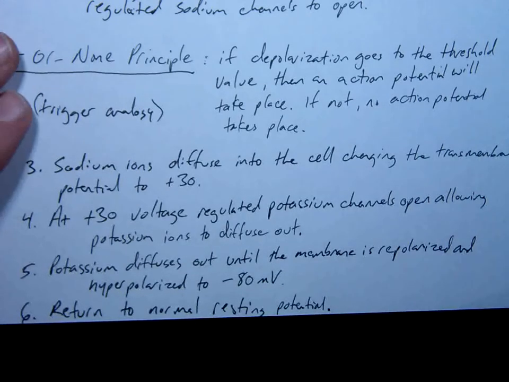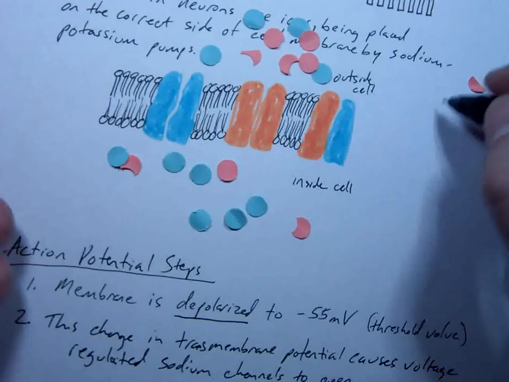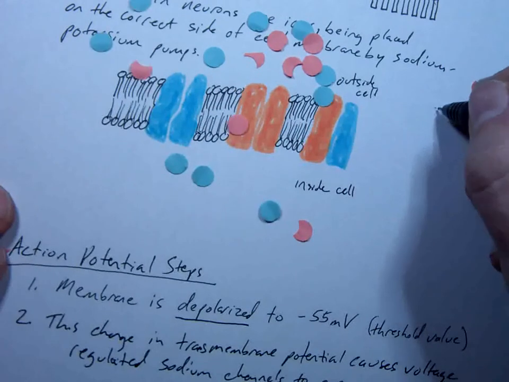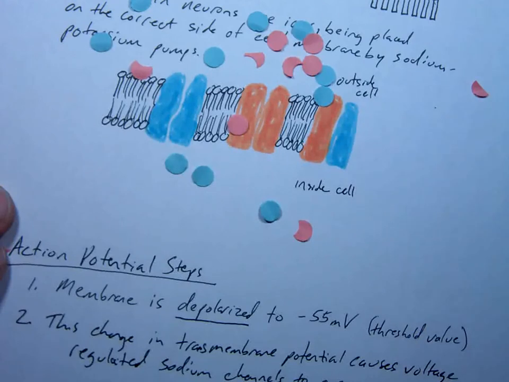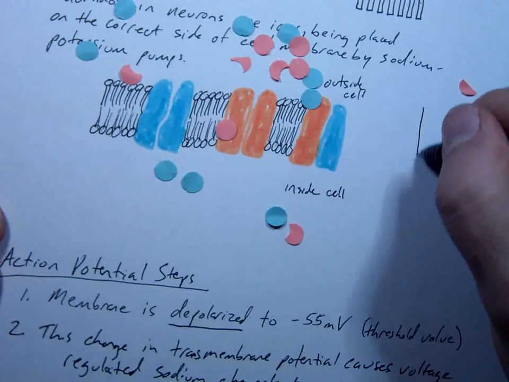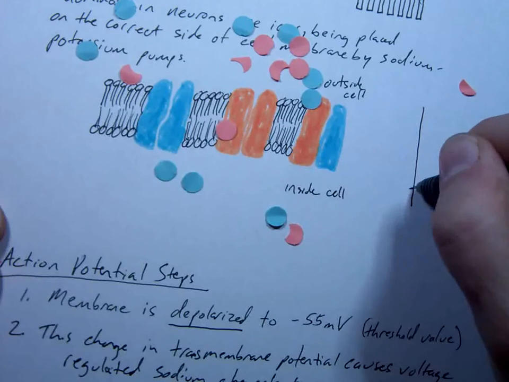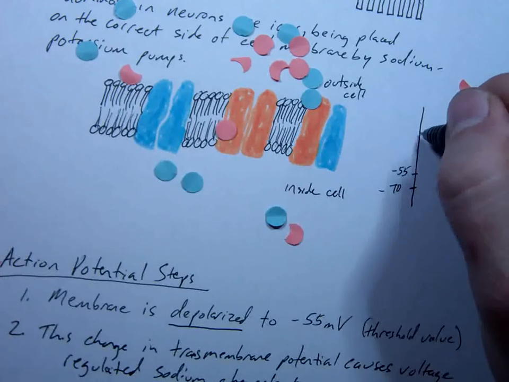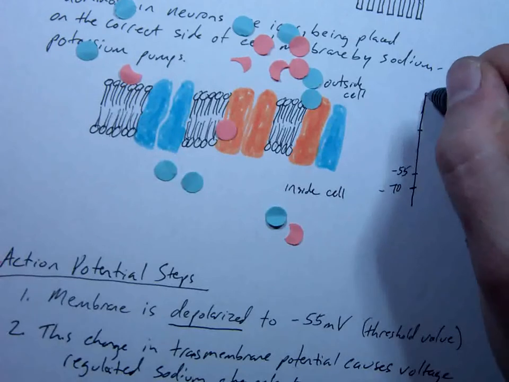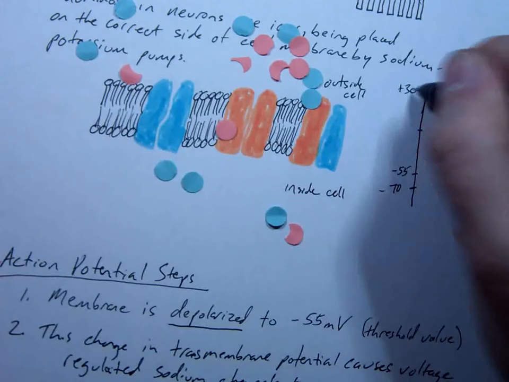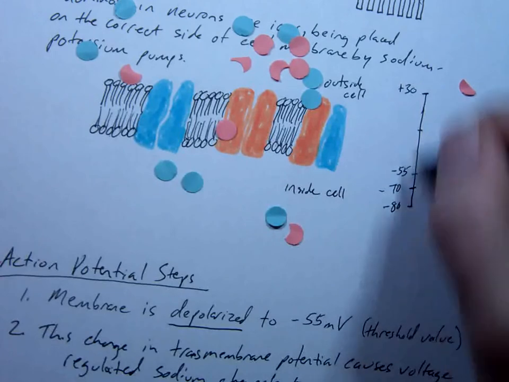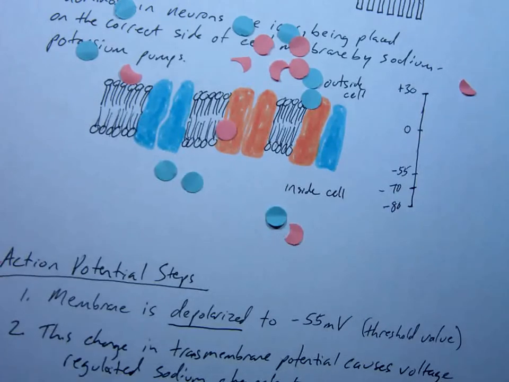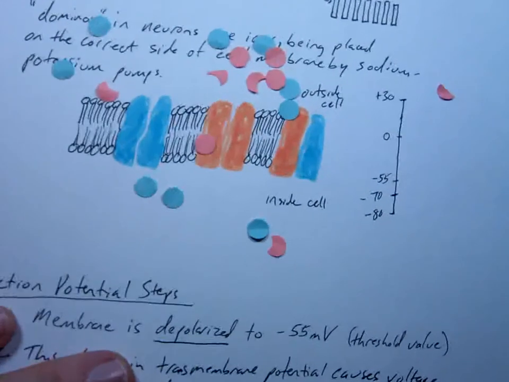Let's try this. Okay. I want you to put, oh boy, watch your letter P. We're gonna do the y-axis of a graph right here. Minus 70, minus 55, 0, plus 30, minus 80. Okay. All right, let's use our sodium-potassium pump to get us back to normal.